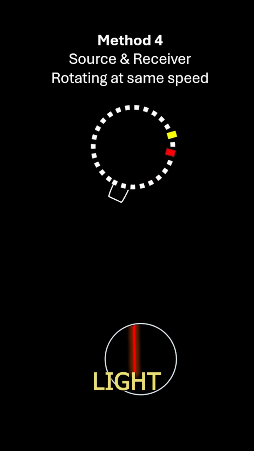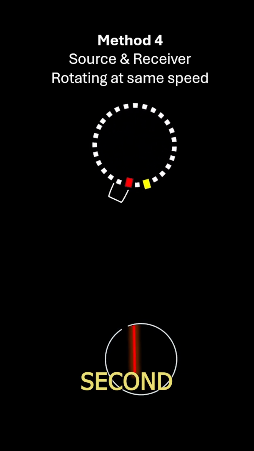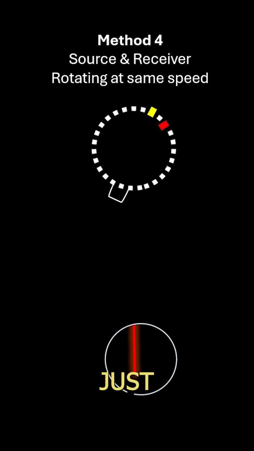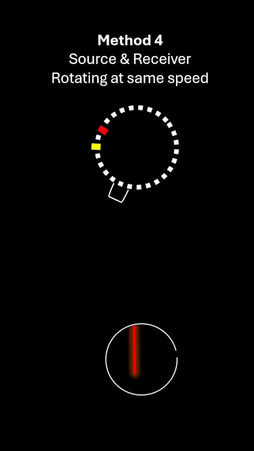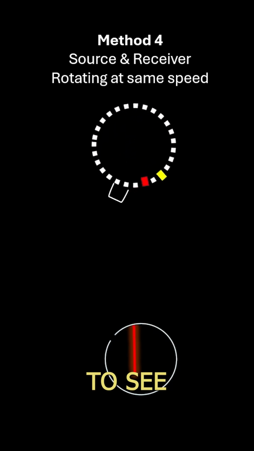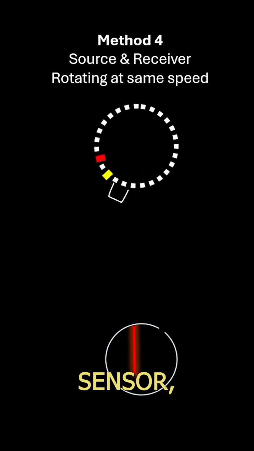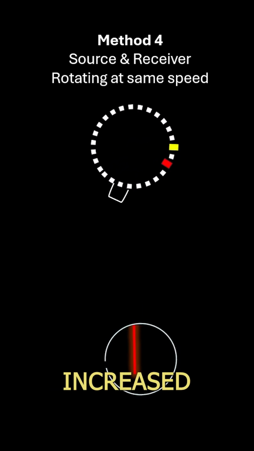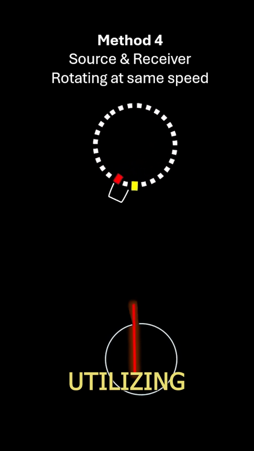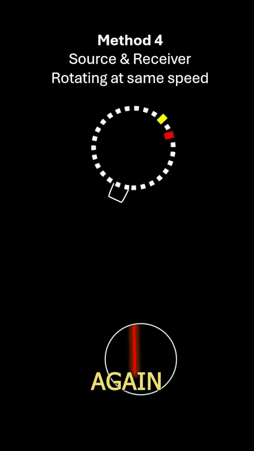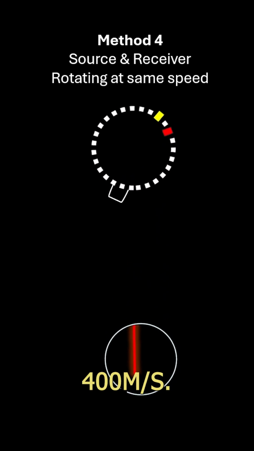And if the speed of light is 300,000 km per second or 3 lakh km per second in that given direction, just after 300 meters or so, we should be able to see that the beam start hitting the next sensor because the distance would be increased by 300 or more. And going forward, by utilizing different distances, we can again measure the speed of light with an accuracy of 3 to 400 meters per second.